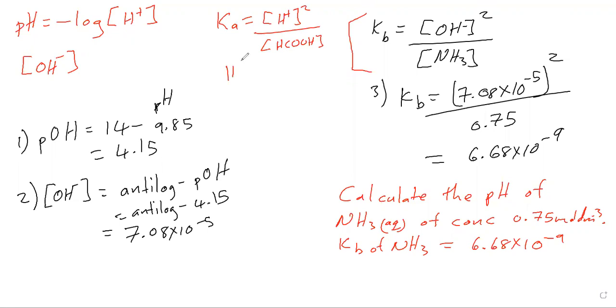You would take the square root of Kb times the concentration of NH3. Look at the Ka formula and the Kb formula, basically the same thing. So if I want OH, it is the square root of Kb times the concentration of NH3. If it was the acid, it is the square root of Ka times the concentration of the acid.